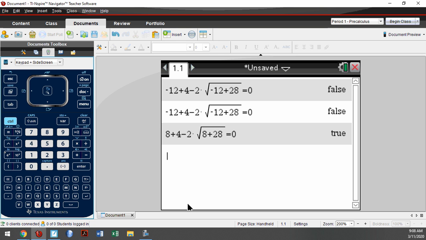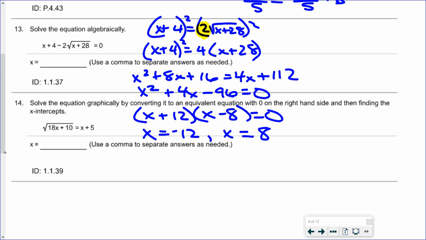When you plug in the negative 12 for x, notice how I'm plugging into the original problem, putting negative 12 in for x, I get a false statement. But whenever I plug in the 8, I get a what? A true statement. If you do this whole problem and you put down negative 12 and 8 as your answer, you are going to be algebraically correct, but you are not going to get credit for the problem because numerically, x equals negative 12 is an extraneous solution. So the only answer you should have is 8.